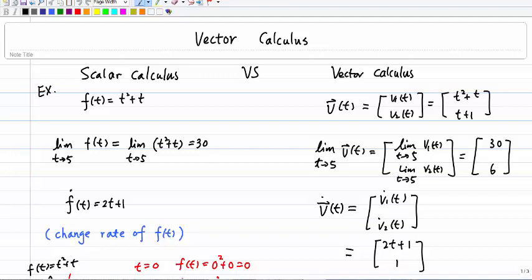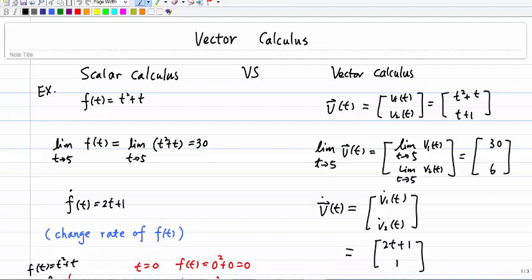In this video, I'm going to talk about vector calculus. So what is vector calculus? Vector calculus is similar to scalar calculus, except that we're talking about vectors instead of scalars.